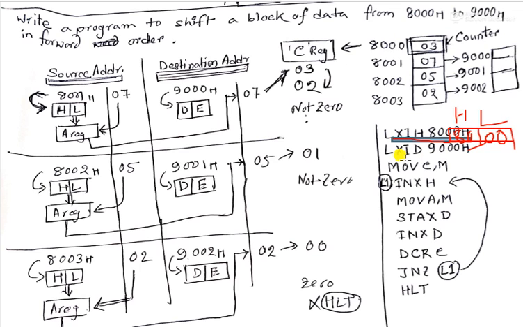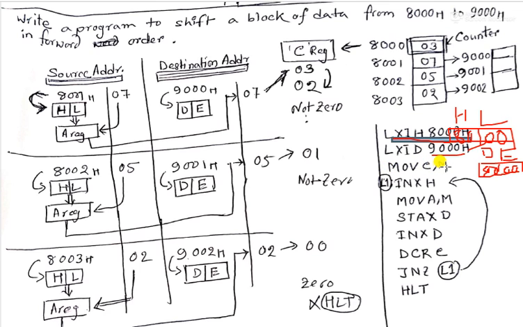Okay, now we load the DE register pair, that is destination address, that is 9000. 9000 we store at DE register pair. So in the DE register pair, what is stored? That is 9000. Okay. Now, in the third line, the content of MOV C, M.